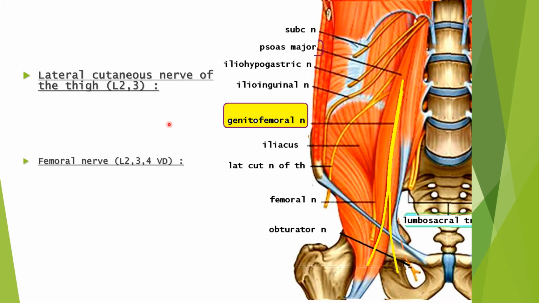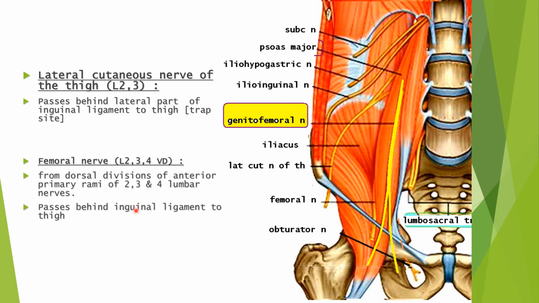Then we go to the lateral cutaneous nerve of the thigh, and it passes behind the lateral part of the inguinal ligament to supply the lateral side of the thigh. This site is called the trap site. Lastly, the femoral nerve, which passes behind the inguinal ligament to supply structures on the thigh, muscles, and cutaneous.